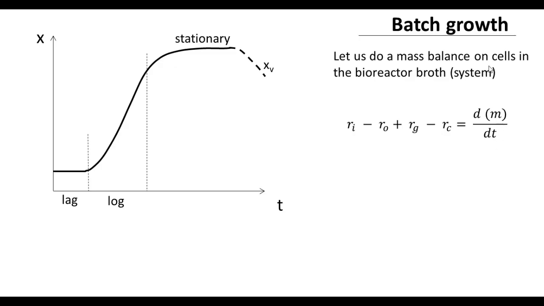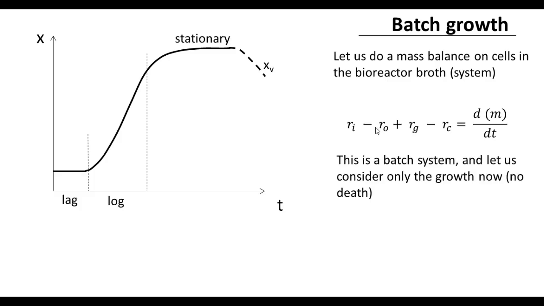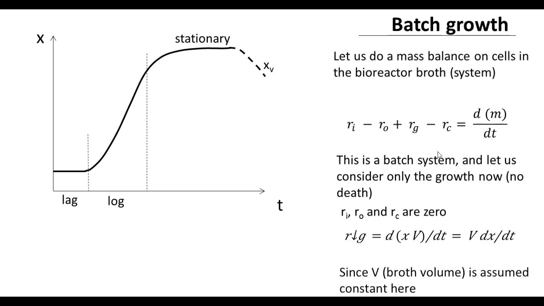Since we are doing the balance on cells, this would be written for the mass of cells in the batch bioreactor. Since it is batch, and let us consider only the growth phase, only this phase for now. In other words, there is no death that we are going to consider. There is no rate of input, there is no rate of output because it is a batch. That's the basic definition of a batch. And because there is no death, there is no consumption of cells, and therefore Ri, Ro and Rc are 0. Those three rates are 0.